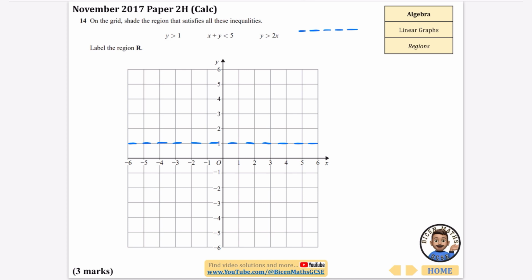Now my next one I'm going to do is this one, which I think is a bit easier, which is y equals 2x. I'll tell you what, I'll do that one in a different colour so that we can see what's going on. I'll do that one in like a red colour. So I'm going to just draw the line y equals 2x.